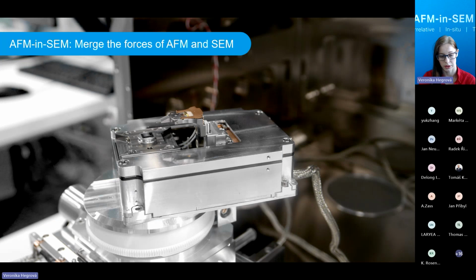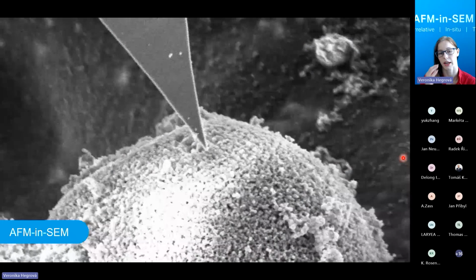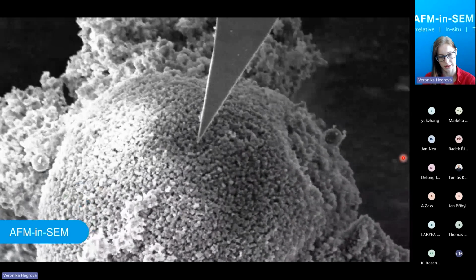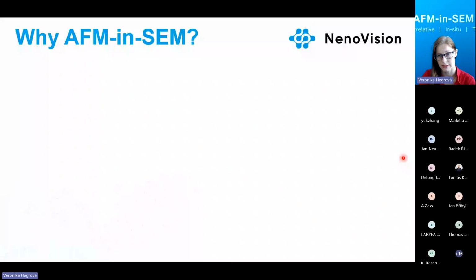And so this is how the AFM looks. It sits on the SEM stage. And if we have a look at the image or recording inside the SEM chamber, this is how we see the images. But before we get to the details, why AFM in SEM?